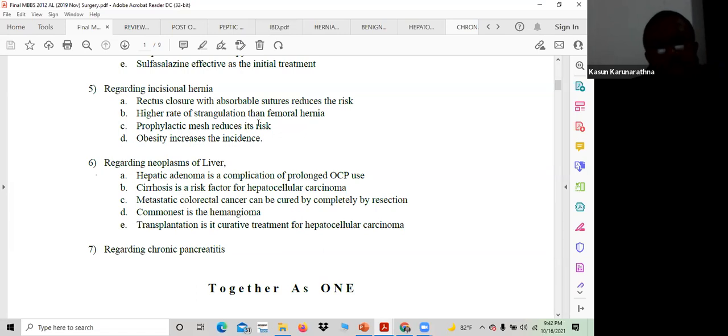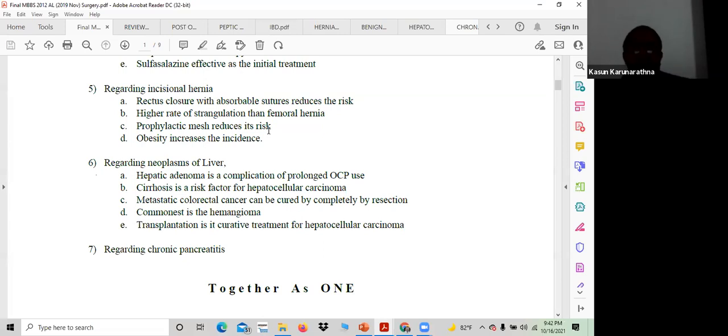Prophylactic mesh reduces its risk? No, putting prophylactic mesh doesn't reduce the risk of incisional hernia. If you follow the proper technique of suturing, and if you optimize the wound healing factors, systemic and local factors, that will reduce the risk of incisional hernia. Putting a mesh would reduce the risk of incisional hernia, right?